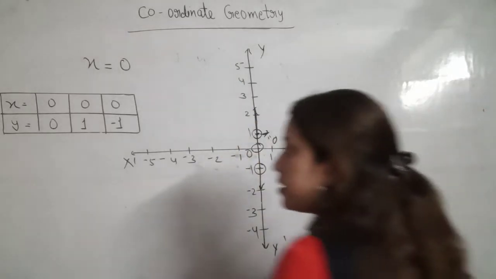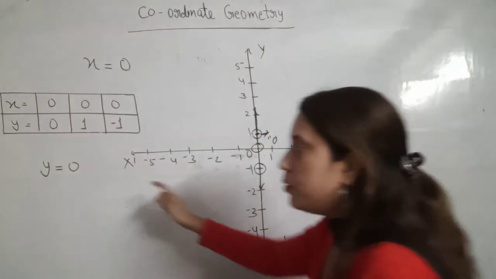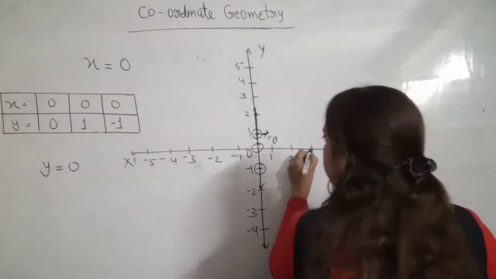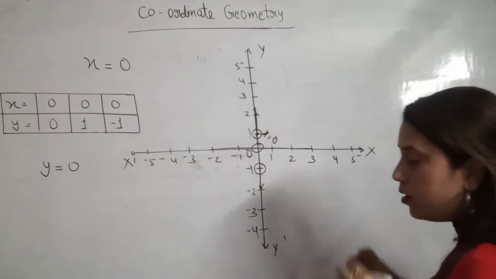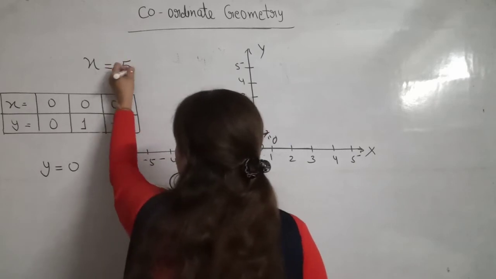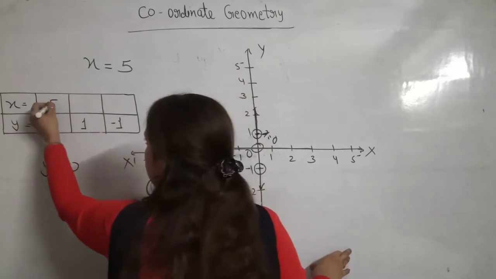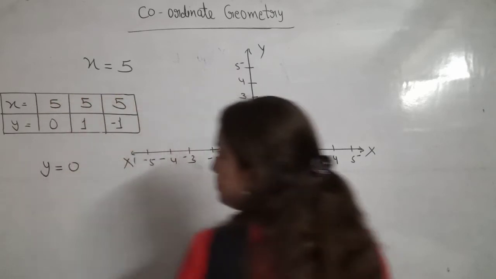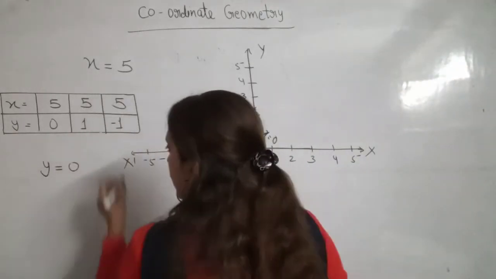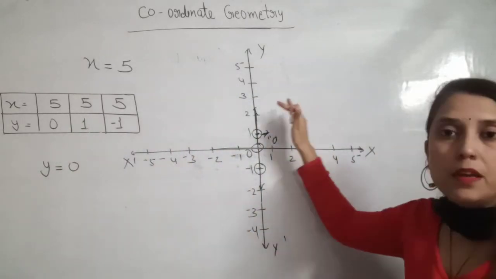Okay, if y is equal to 0, so the graph of the equation y is equal to 0 is on the x-axis. Now the next question: if x is equal to 5, the value of x will be constant: 5, 5, 5. And the y value you can change. You can take any numbers. We take smaller numbers so that the graph will be easy.